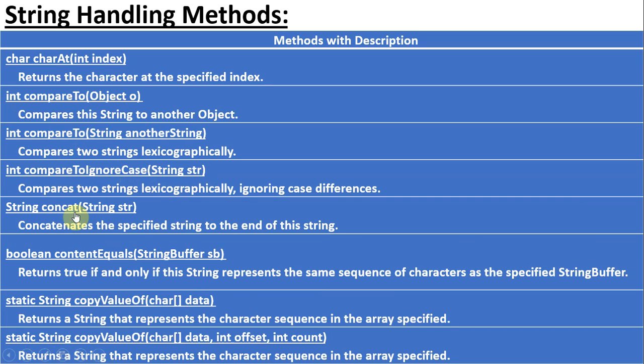The next one, concat, we just completed. Then contentEquals. If both contents are equal, then it will return true, otherwise it will return false. Like that, comparison and copyValueOf. What is the use of copyValueOf? It returns a string that represents the character sequence in the array specified. So we pass a specific character array, and from that data we copy specific data.